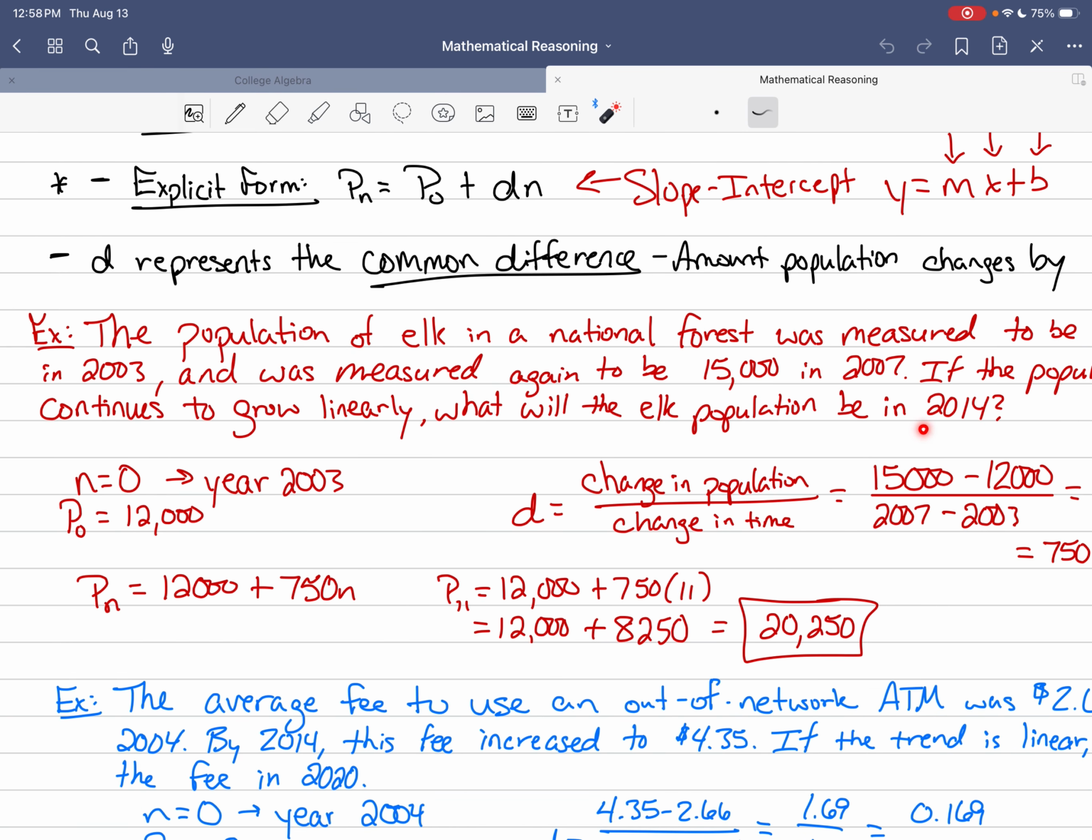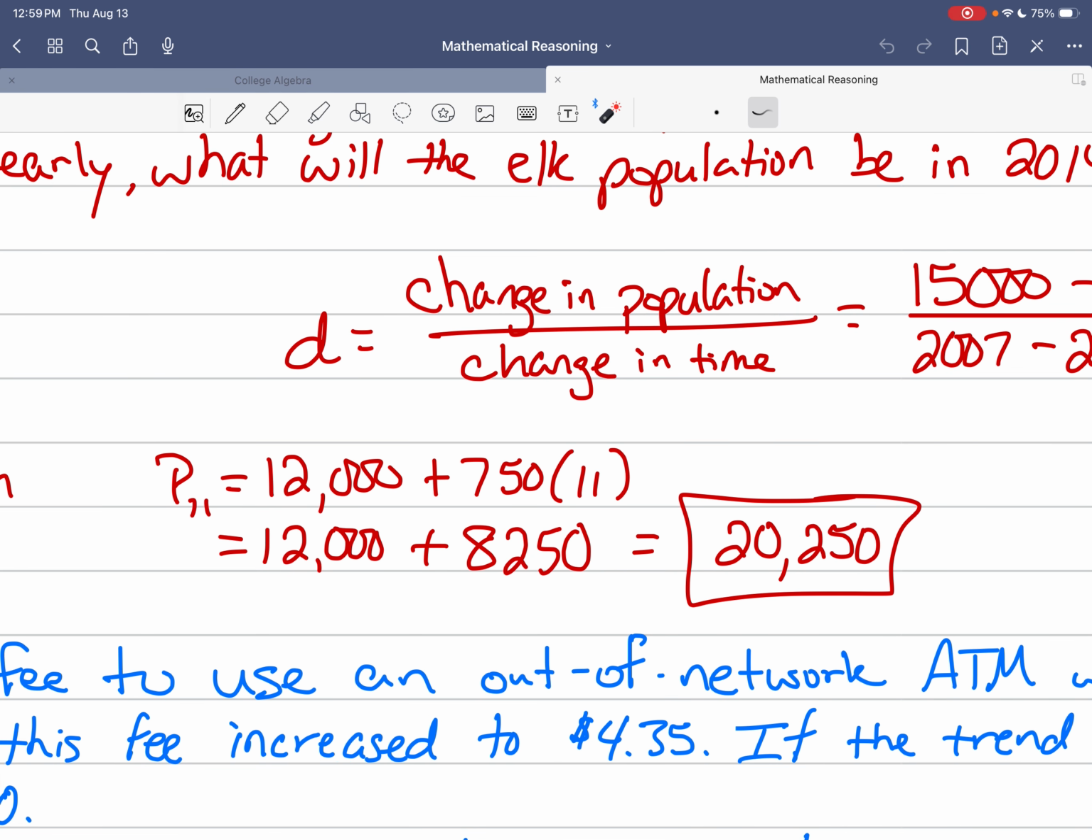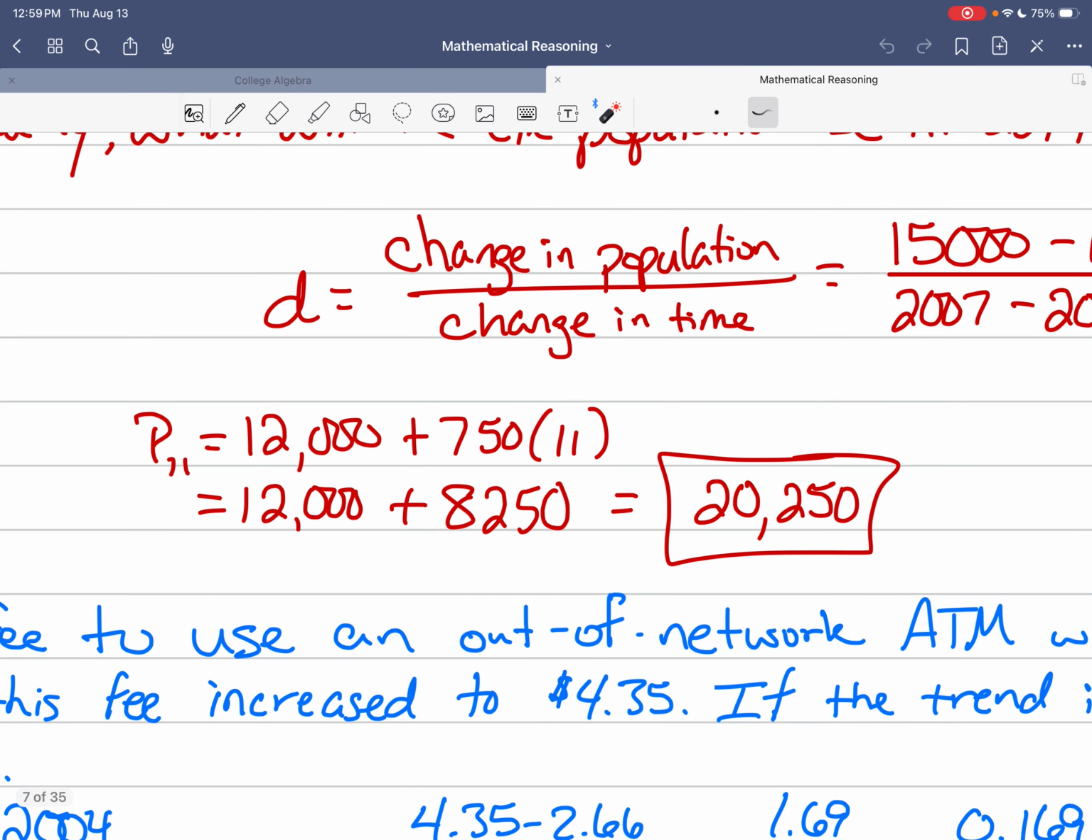We are doing 2014 here, which is 11 years after 2003. So we're going to use our equation and replace n with 11. So P11 is going to equal 12,000 plus 750 times 11. 750 times 11 is 8,250. We add that to our 12,000, and we're going to have a total of 20,250 elk in 2014.